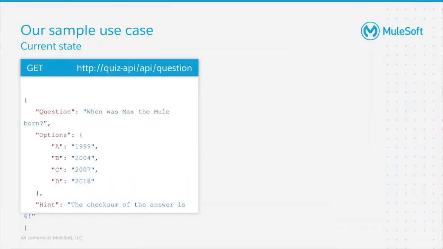Let's quickly have a look into the use case that we are trying to solve today. This will be our sample API where we will build this custom policy and apply it later on. It's a very basic API with only one resource, and it only supports one method at the moment, which is the get method. It's a quiz API, and as you can see, it returns a question in the body, some options for the answer, and a hint.